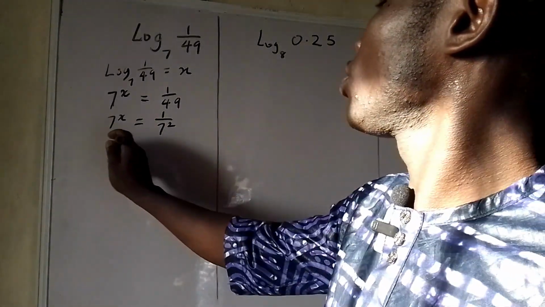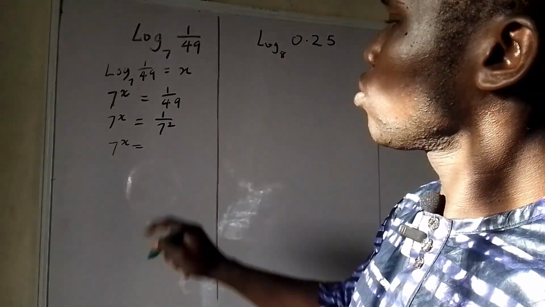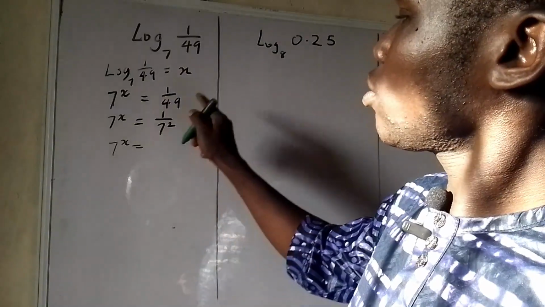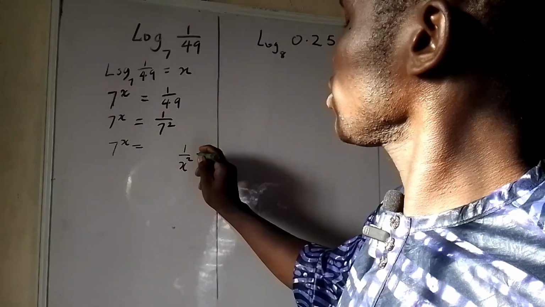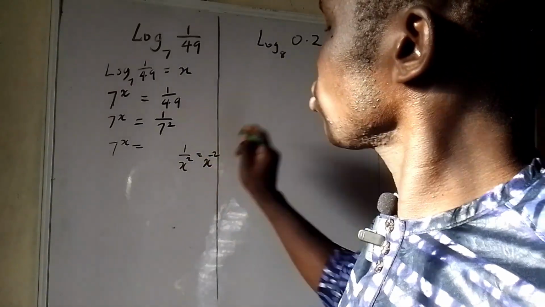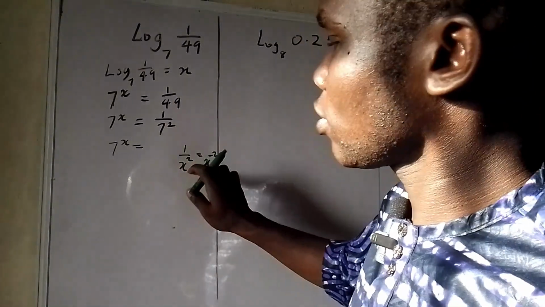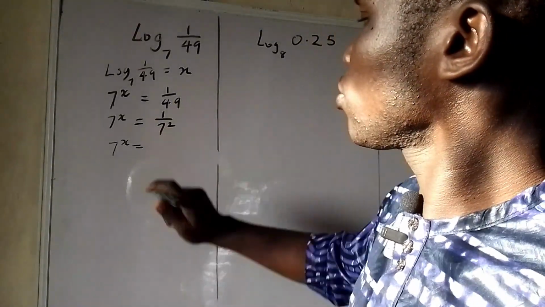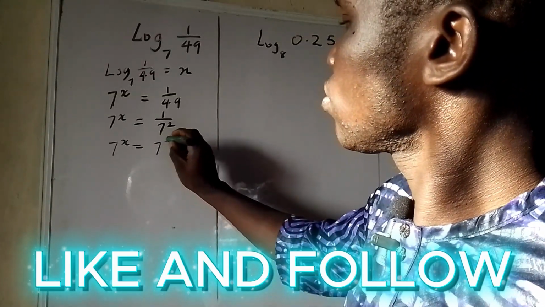So I will have 7 raised to power x. It's equal to, in indices, 1 over x raised to power 2 is equal to x raised to power minus 2. Yes. So because of this, I will change this to what? 7 raised to power minus 2.